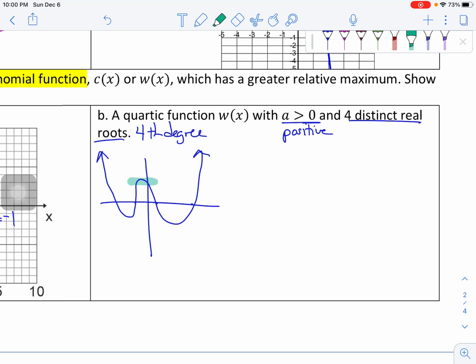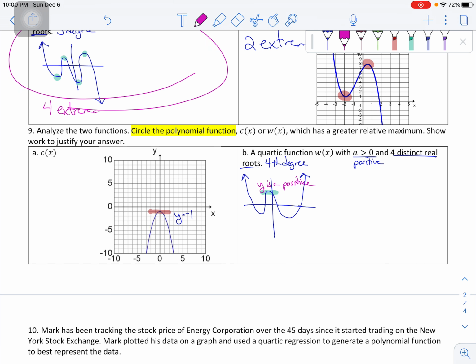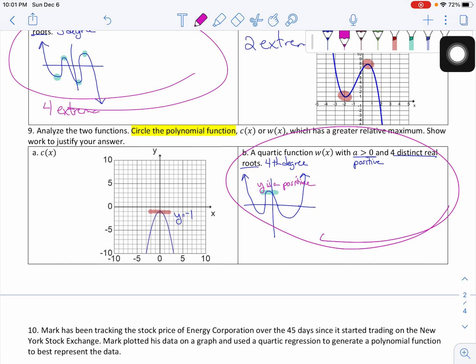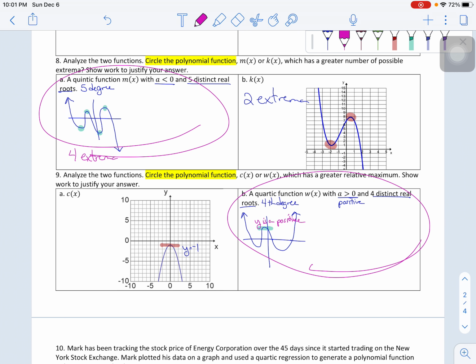Now, I have no idea where this high point is, but I guarantee you it has to be above the x-axis, which means I'm going to mark this as y is a positive value. I don't know what positive value it is. No clue. Could be a lot of different things. But if I'm looking for a greater relative maximum, a positive number is always going to be greater than a negative. So this is the function that has the greater relative maximum. So that's the function w of x.